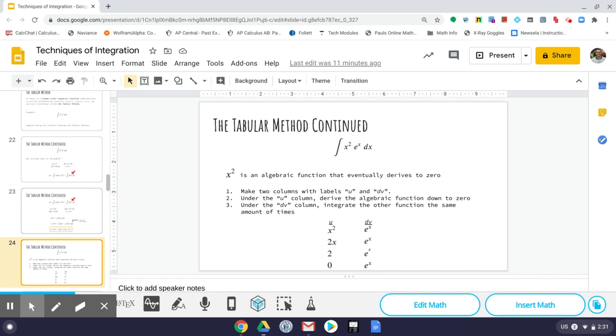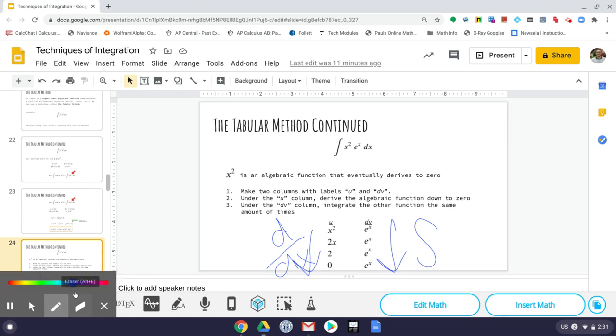Then on the right-hand side, the dv column, I'm going to integrate. Okay, so on this side, going down, we derived d over dx. And then on this side, going down, we took the integral. All right, so those are all derivatives to integrals. All right, let's check out the next slide and see why we did that.